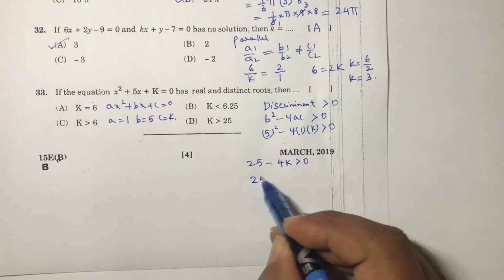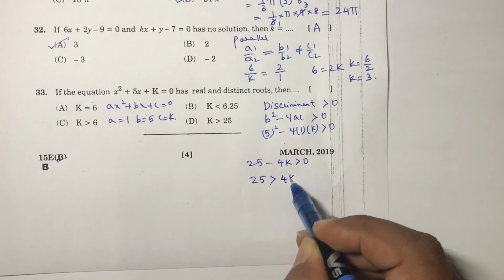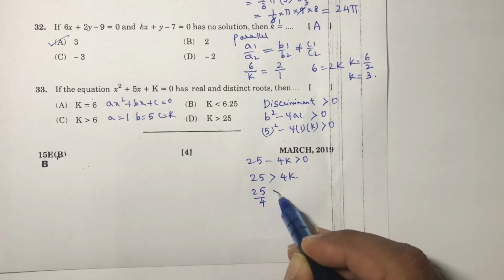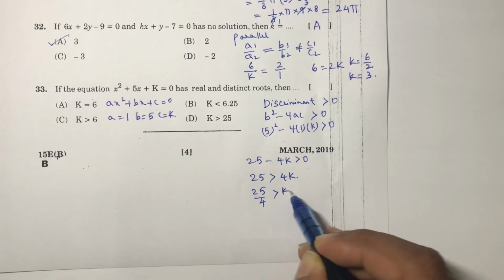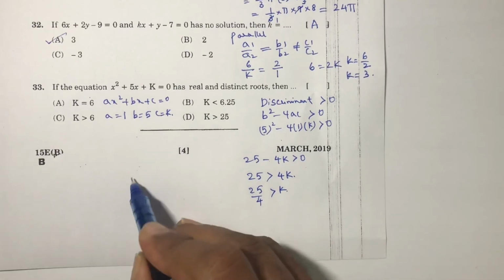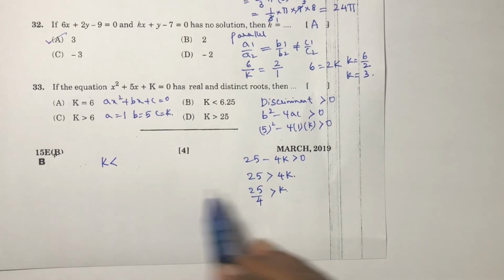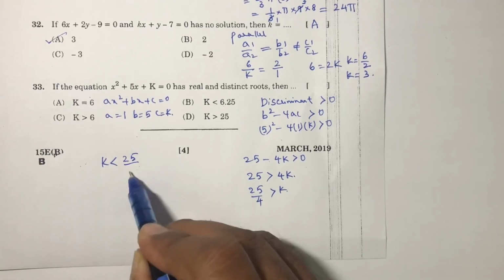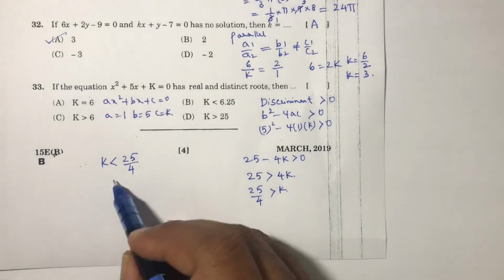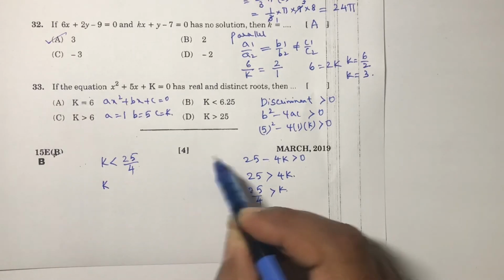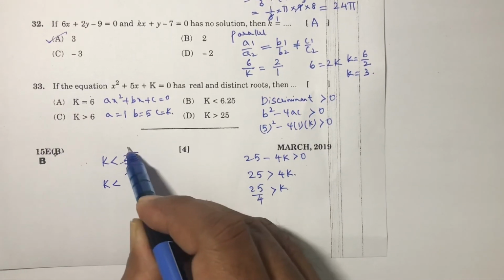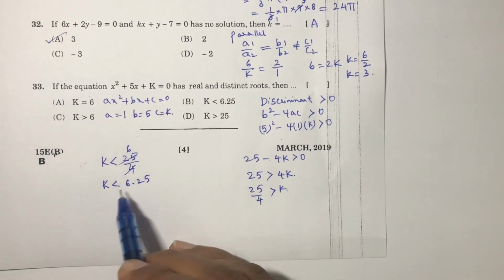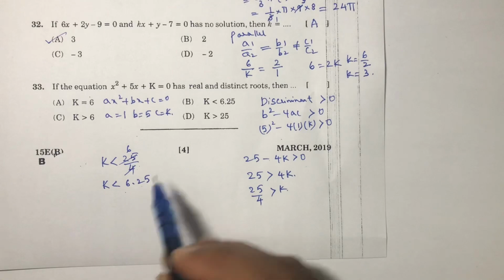So 25 greater than 4k. So 25 by 4 is greater than k. So k is less than 25 by 4. Here see, if you divide 25 by 4, 4 ones are 4, 6, 24, 4 twos are 8, 5. So k is less than 6.25.